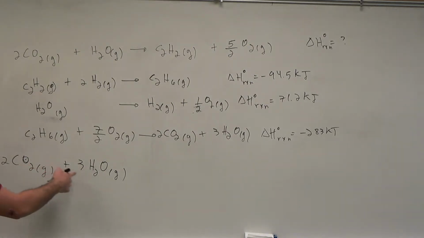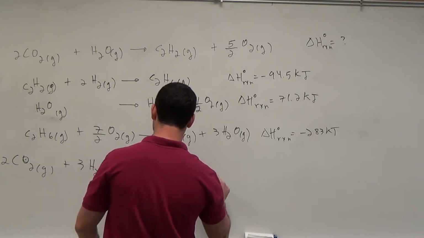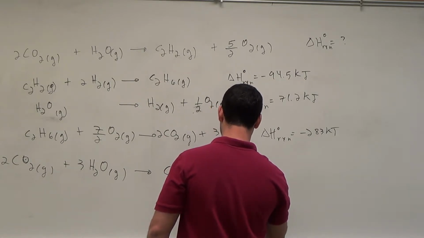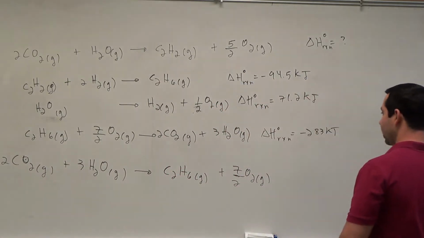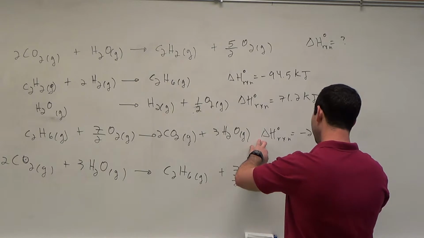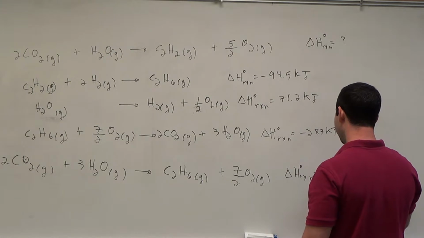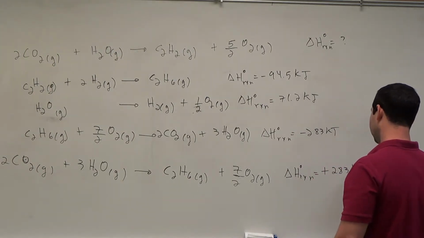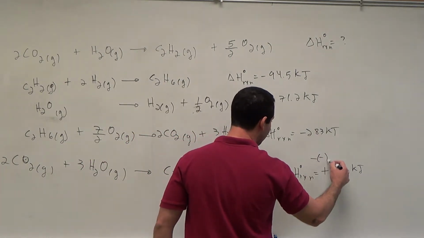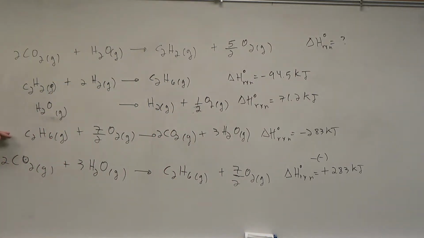So 2 CO2 plus that gives you C2H6 gas, 7 divided by 2 of oxygen. And if I reverse this reaction, what happens to this delta H? It changes the sign. I am going to change the sign already. Instead of minus, I am going to write a plus, because a minus times a minus from before gives you a plus. All right, I'm done with this one.